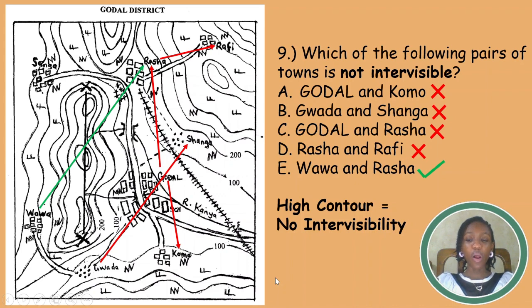Even though option D, Russia and Rafi, have few contour lines between them, it's similar to what I showed you earlier from house B, which was below, so we could easily see house C, which was on the hill. In that case, the contour lines are not separating them or obstructing their line of sight.